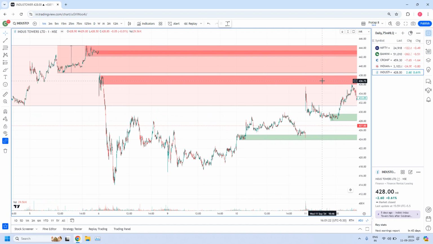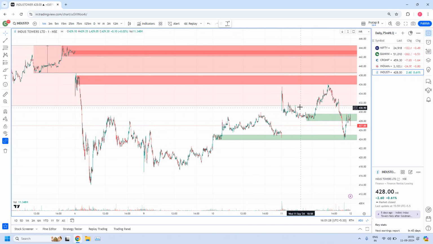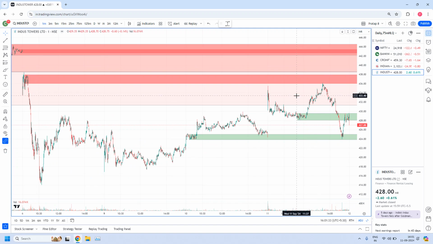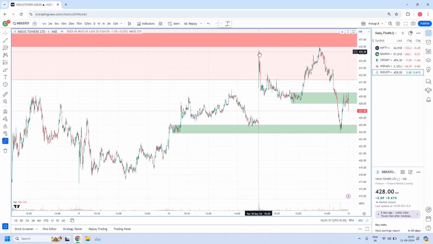When it will enter, maybe today or maybe tomorrow, after some other time. So luckily today, prices entered into the zone and we got a trade opportunity, an aggressive trade opportunity. And also remember, we got this price action clue today only.